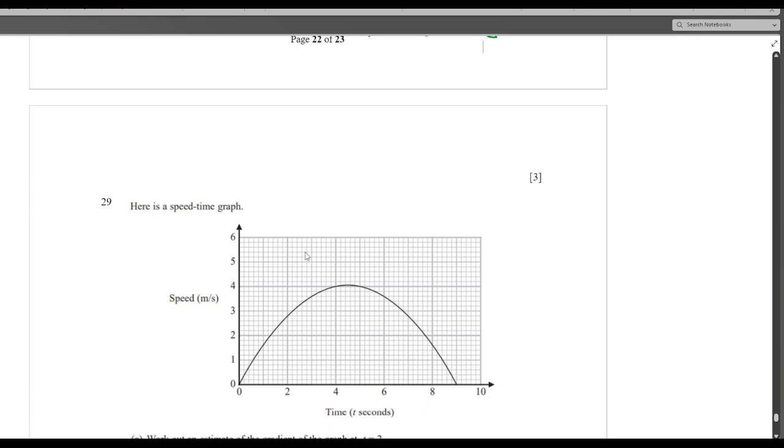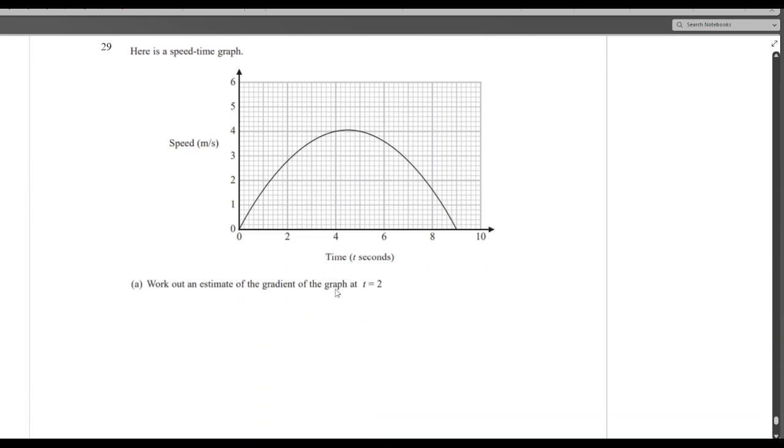Now here is a speed time graph. Work out an estimate for the gradient of the graph at t equals 2. So at t equals 2, at this point, we can draw a tangent. Your tangent will go something like this. If you see, your tangent is passing through this point and this point, approximately. So this point, its coordinate is 4, 5. And this coordinate here is 0, 1.